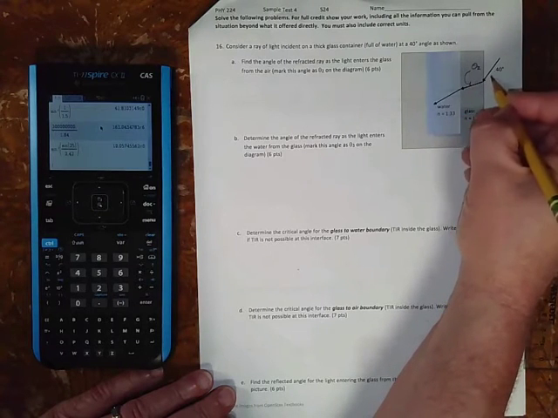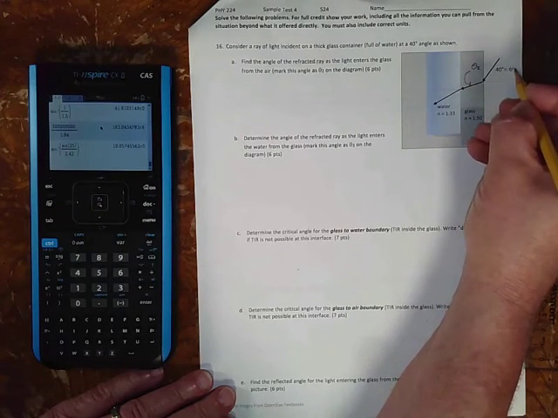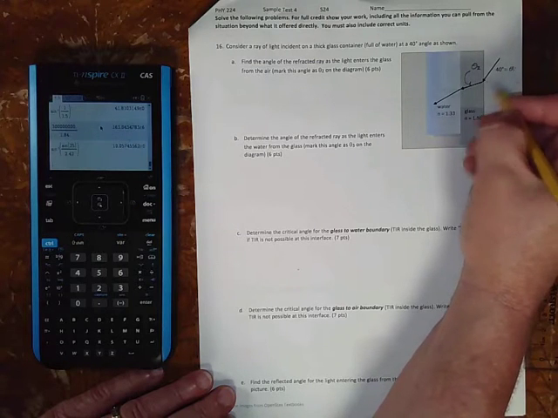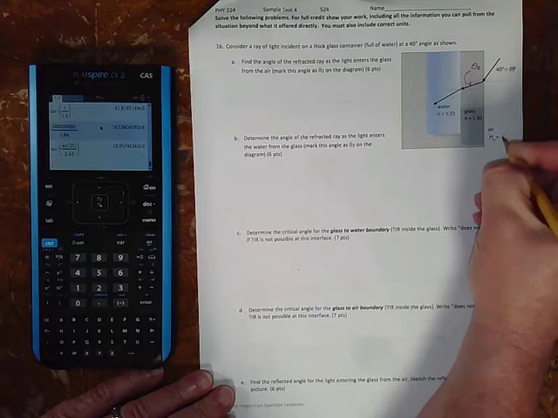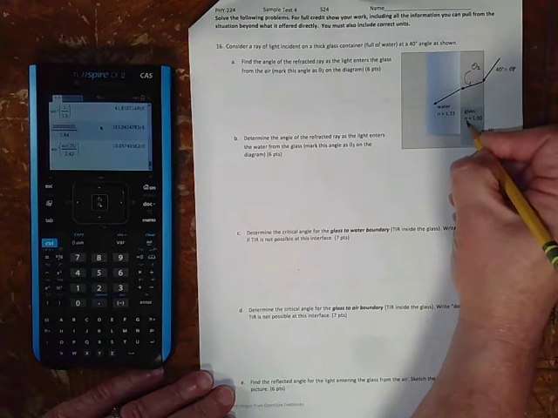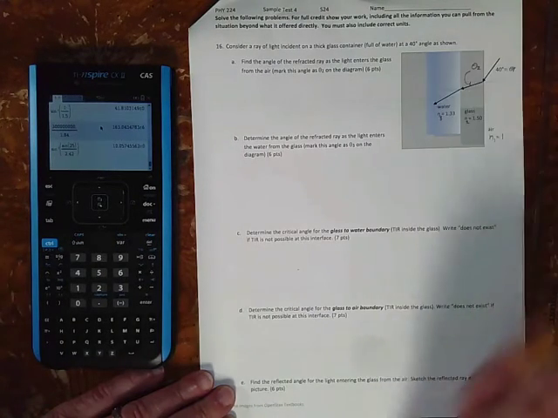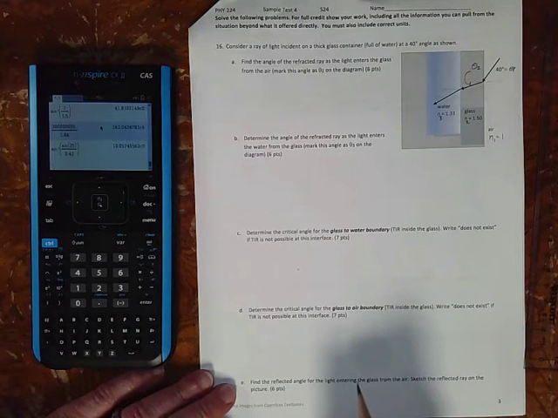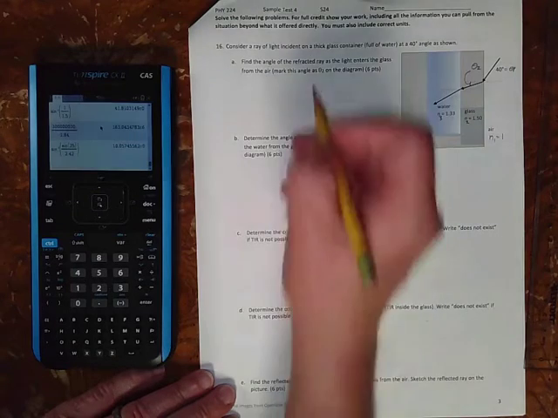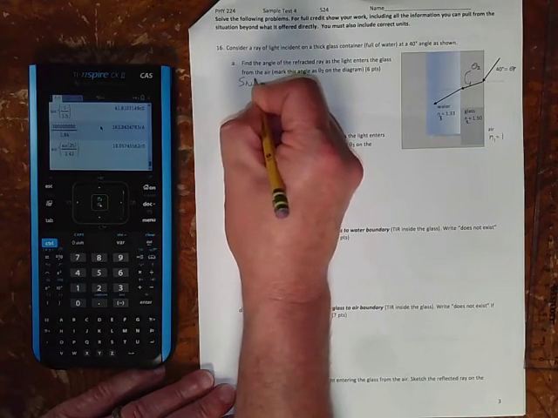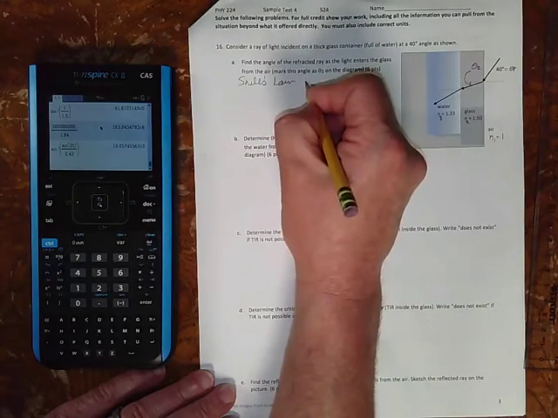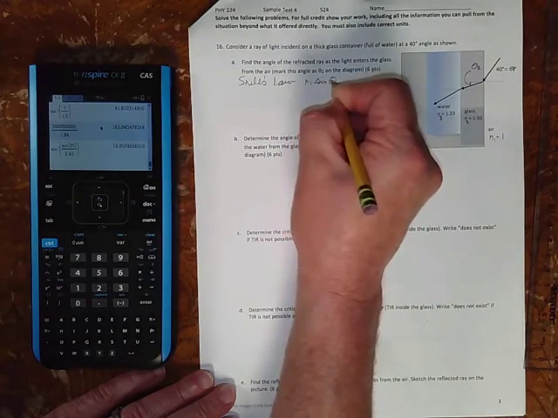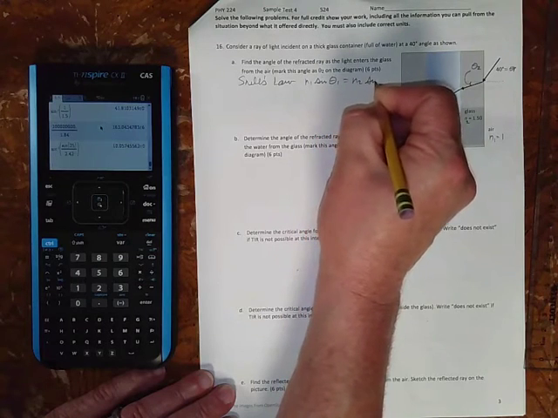So here's our perpendicular. This is the incident angle at 40 degrees, or theta 1. Let's call the air theta 1. So N1 is 1, N2 is here, and 3 is here. So N1 is air, N2 is glass, and 3 is water. Okay, so there's theta 2. So refracted ray means Snell's law.